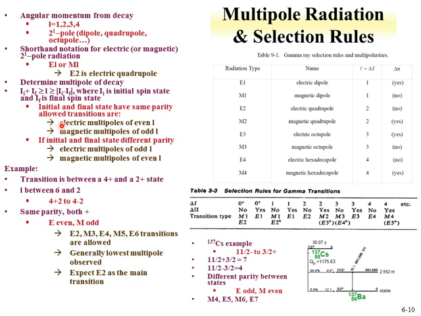So initial and final states have the same parity. Electric multipoles will be even, magnetic multipoles will be odd. So if we go from 2 to 6, with the same parity, it will be E2, M3, E4, M5, E6. Those are the allowed transitions, and generally speaking, the lowest multipole transition will be observed.